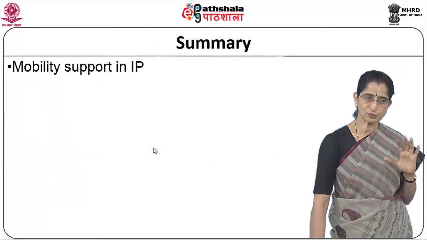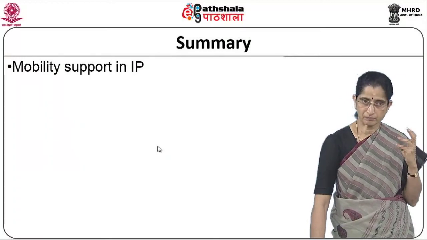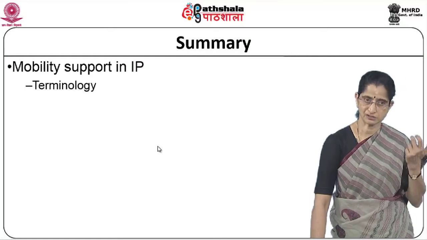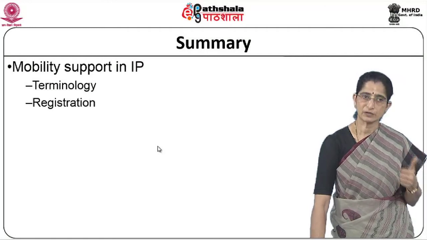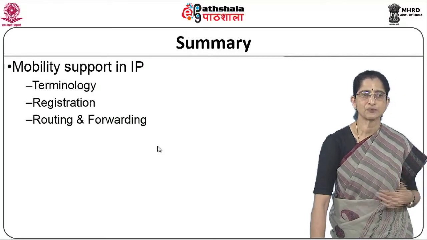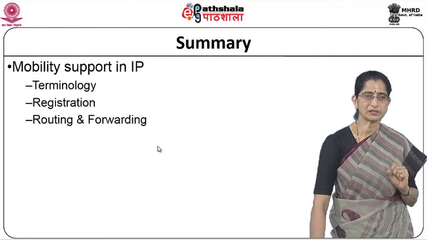So, to summarize what we have looked at in this lecture, we have looked at basic support for mobility in IP networks. We looked at the terminology that we use: foreign agent, home agent, correspondent node, care of address and so on. We looked at the registration process, how that gets done. We looked at how the routing and forwarding gets done. We looked at direct routing and indirect routing mechanisms. So, with this understanding of IP and mobility, you should be able to figure out what actually happens when you are sending packets to laptops which are moving from one place to another.